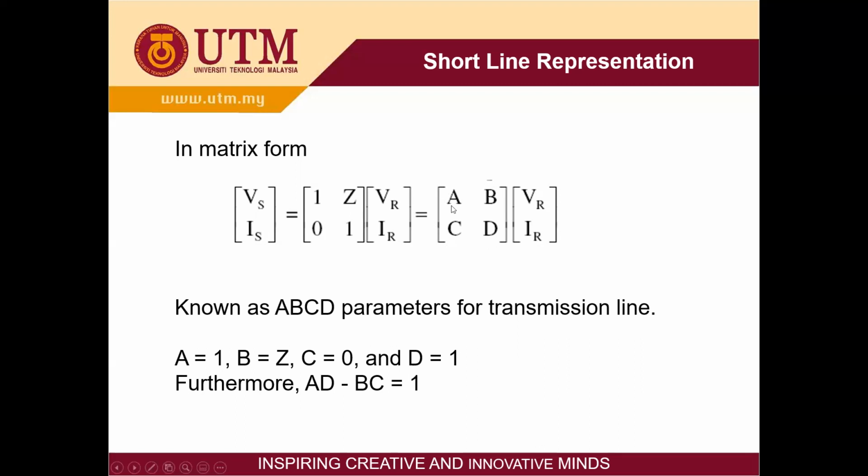To check whether the matrix is correct or not, you can always do this calculation, which is A multiplied with D minus B multiplied with C. It must be equal to 1. If the answer is equal to 1, it means that your matrix is correct.